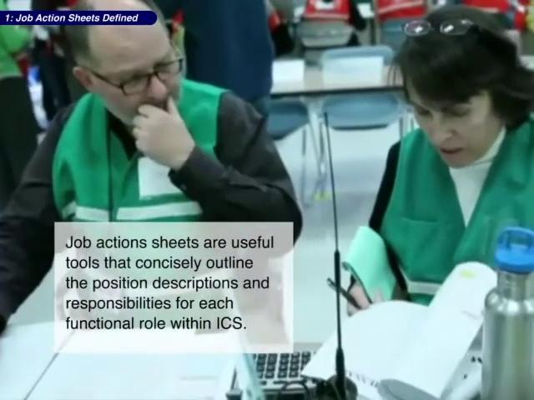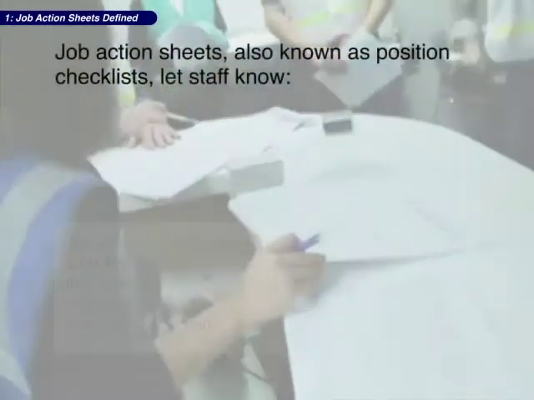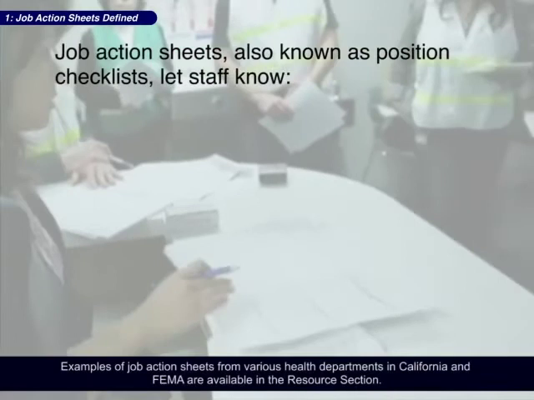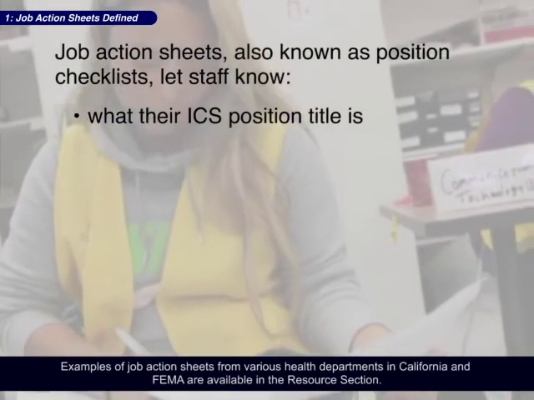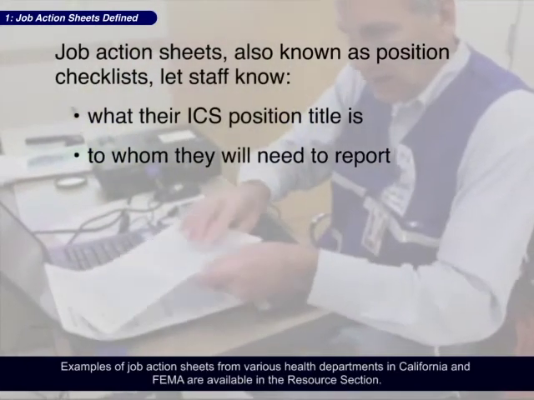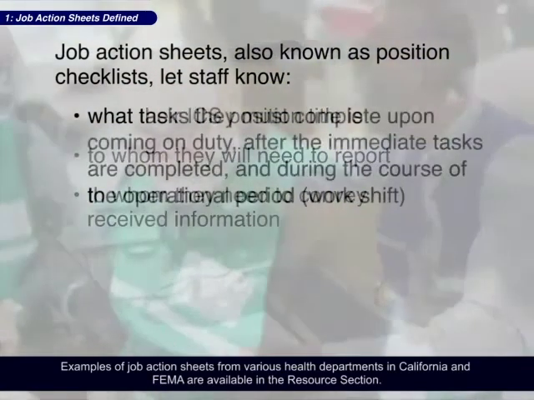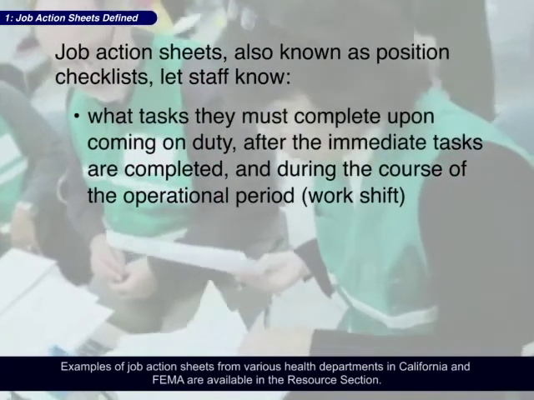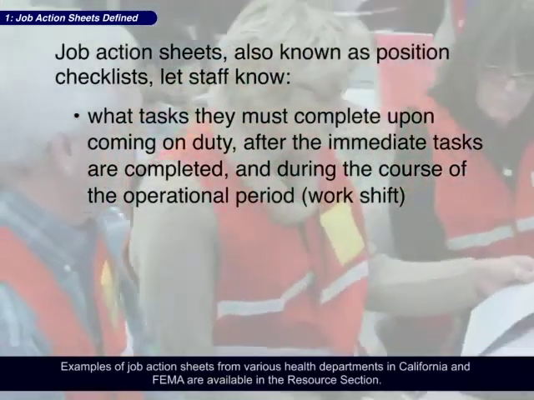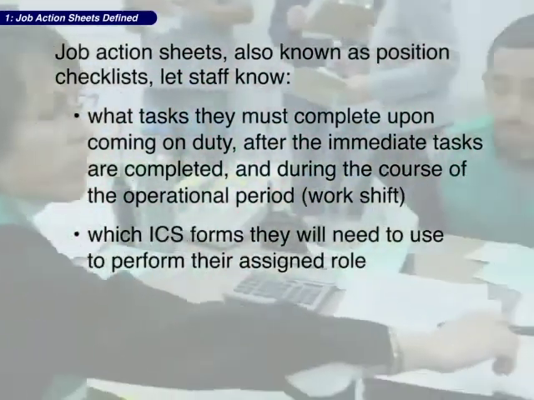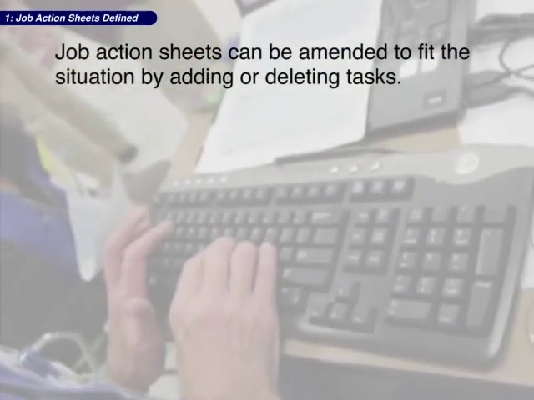Job action sheets are useful tools that concisely outline the position descriptions and responsibilities for each functional role within ICS. Job action sheets, also known as position checklists, let staff know what their ICS position title is, to whom they will need to report, to whom they need to convey received information, what tasks they must complete upon coming on duty, after the immediate tasks are completed, and during the course of the operational period or work shift, and which ICS forms they will need to use to perform their assigned role. Job action sheets can be amended to fit the situation by adding or deleting tasks.